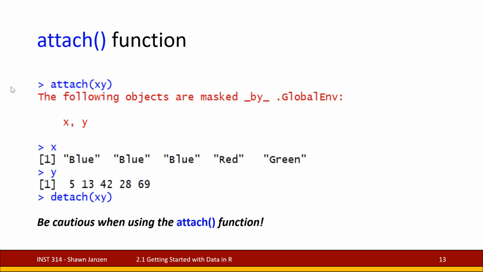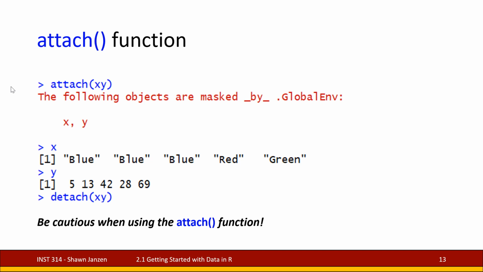So let's talk about the attach function. The attach function is a double-edged sword. It can be helpful, it can be harmful, and we need to be cognizant of it. By using the attach function, we put the name of the data frame inside that function and run it. You may get a message that appears like the one on the screen that says the following objects are masked by. You may get a warning that looks similar to this, and you may get nothing at all. You may get a long list, especially if it's a large data set.